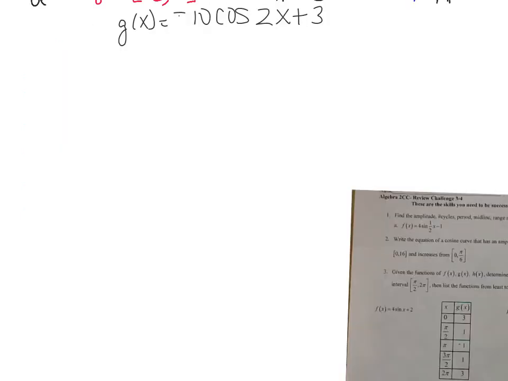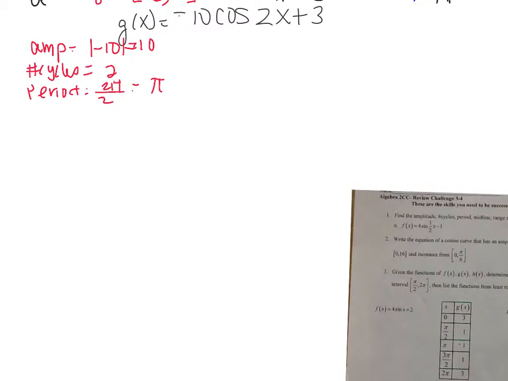Okay, so 1B is the same thing. So we're graphing and finding all the key features for g of x is equal to -10 cosine 2x plus 3. All right, so let's start with the amplitude. It's the absolute value of -10, which is 10. That means it's going up and down 10 units. The number of cycles is 2, which means 2 cycles in 2 pi. Period, 2 pi over 2, which is pi. That's 1 complete curve.